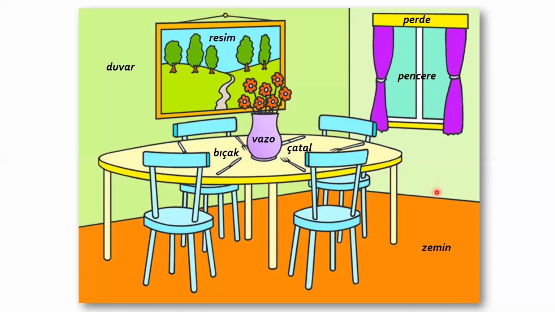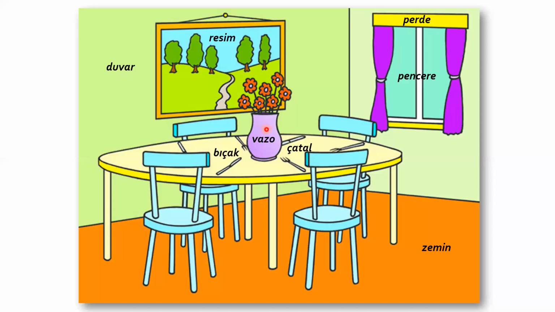All right. I would also like to add that if you don't want to say the word var or yok, which means there is or there is no, then you have to place your subject at the very beginning. So instead of saying, let's say, there are flowers in the vase, which would be Vazoda çiçekler var, you can just say flowers are in the vase. So it will be çiçekler vazoda. You understand, right? If you place it at the very beginning of a sentence, then there is no need to say var or yok.